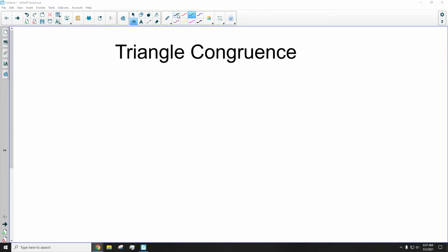Hi, so today we're going to start Unit 6, which is over triangle congruence, which, if y'all remember the word congruence, that's basically saying two things are equal. So we're looking at triangles that are the same size, have the same side lengths, the same angles. And we're just going to play around for a little bit.